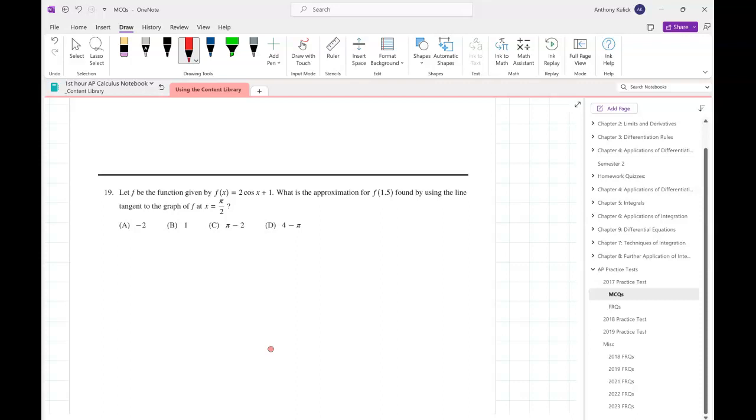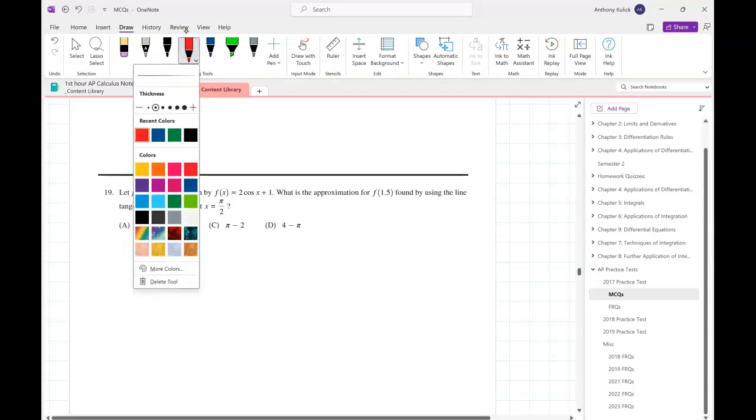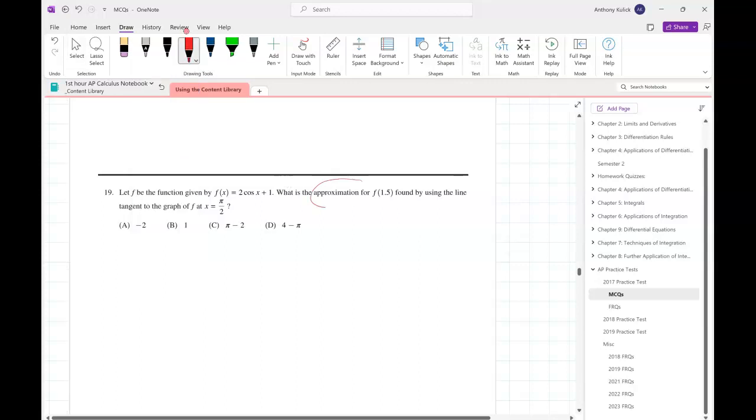This was one of the most correctly responded questions, even though a lot of people said they had to guess on this. When we say approximation, what are we talking about? We're approximating the value for a function. We're going to use a tangent line to do that. In fact, it tells us to do that.